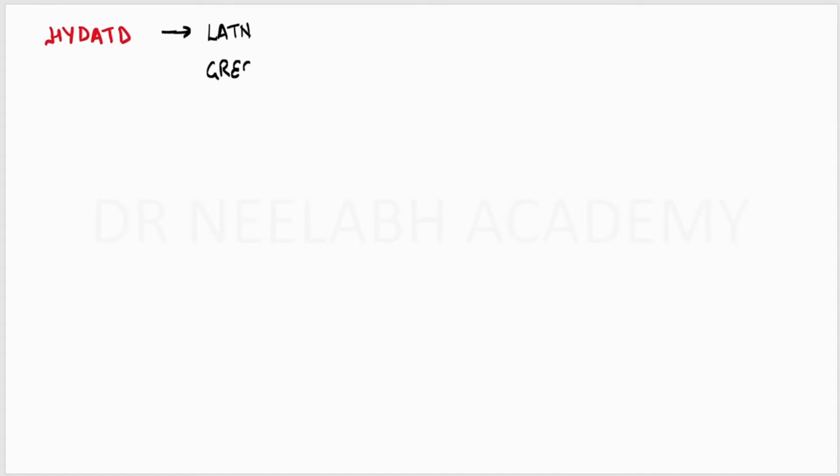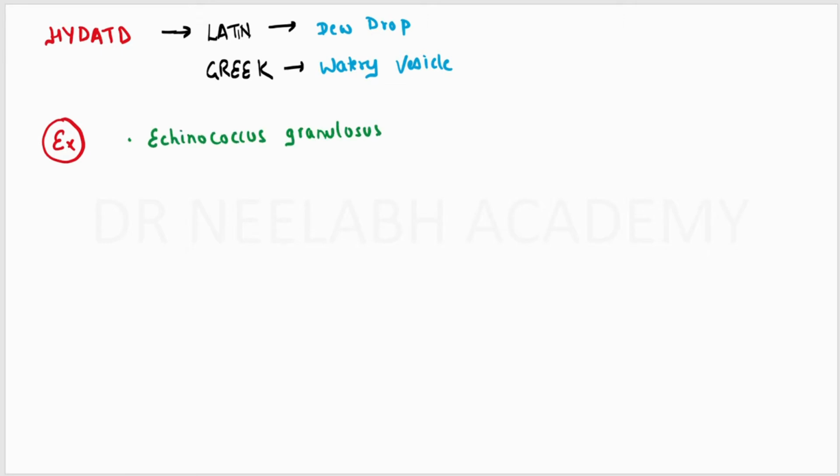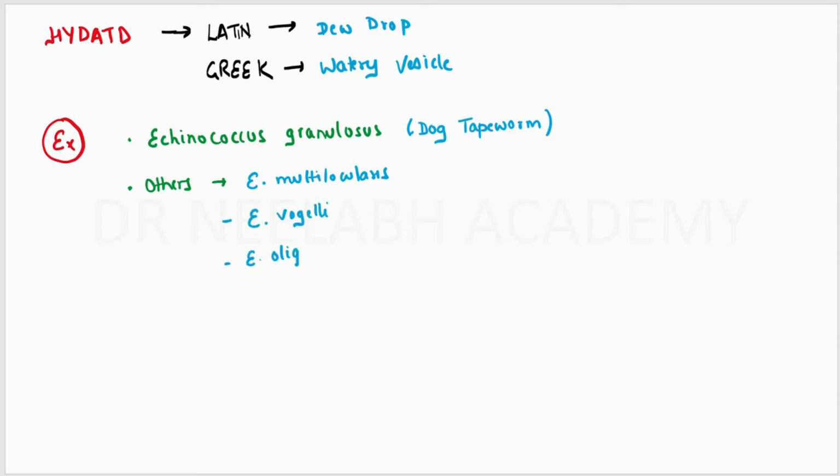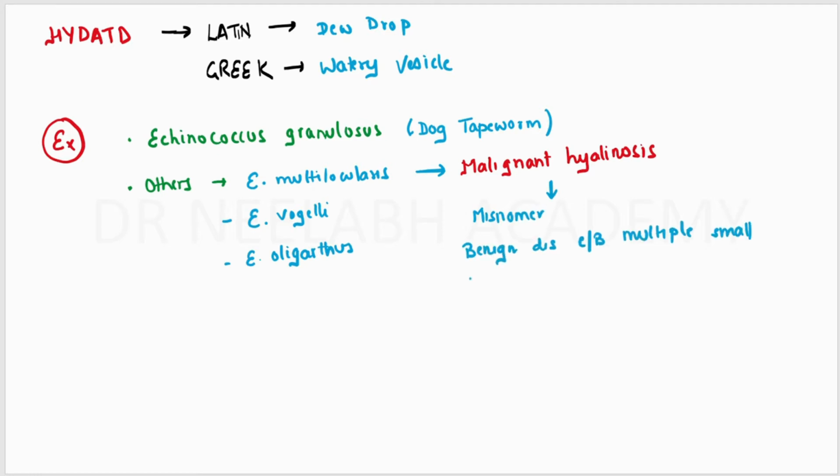Hydatid is a term that stands for dewdrop in Latin and watery vesicle in Greek. Now we'll see the etiology. The most common causing organism is Echinococcus granulosus, also referred to as the dog tapeworm. The other species include Echinococcus multilocularis, Echinococcus vogeli, and Echinococcus oligarthus. The important thing about Echinococcus multilocularis is it causes malignant hyalinosis, which is a misnomer because it is a benign disease characterized by multiple small cysts in both lobes of the liver.